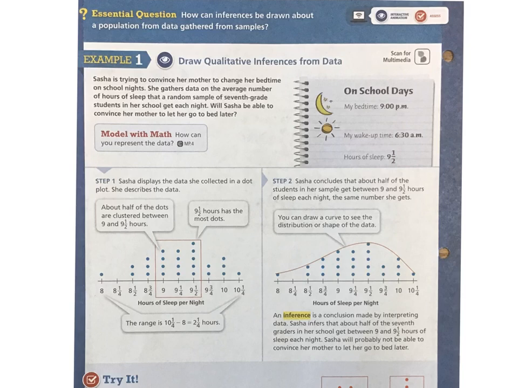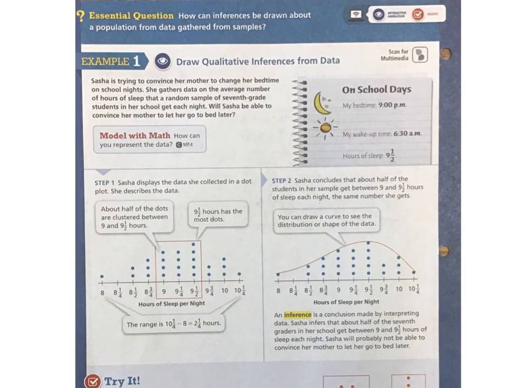Sasha is trying to convince her mother to change her bedtime on school nights. She gathers data on the average number of hours of sleep that a random sample of 7th grade students in her school get each night. Will Sasha be able to convince her mother to let her go to bed later? So let's take a look at the data. On school days, Sasha's bedtime is 9 p.m. Her wake-up time is 6:30 a.m. and she gets 9½ hours of sleep.